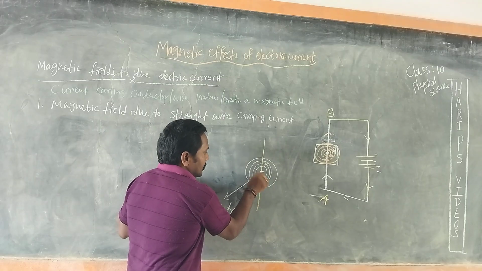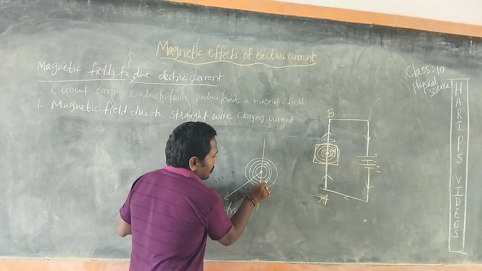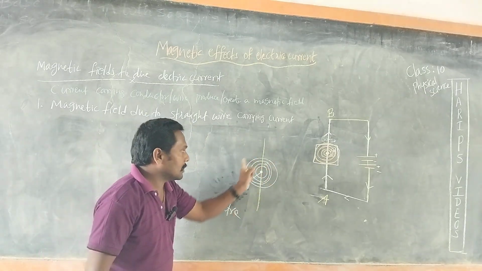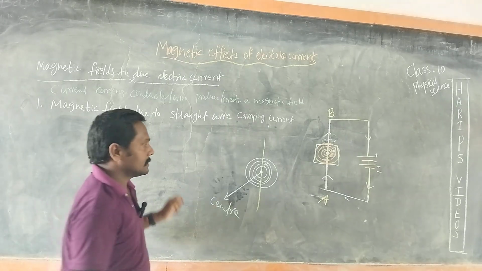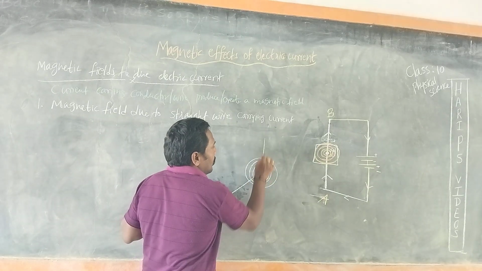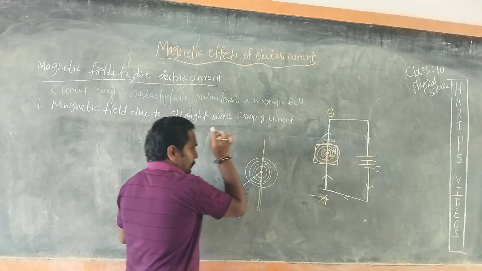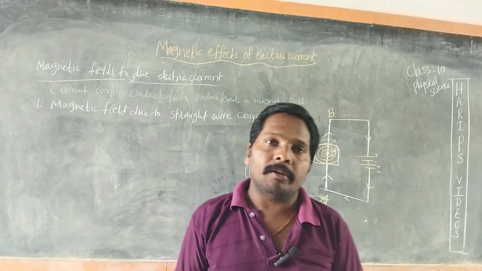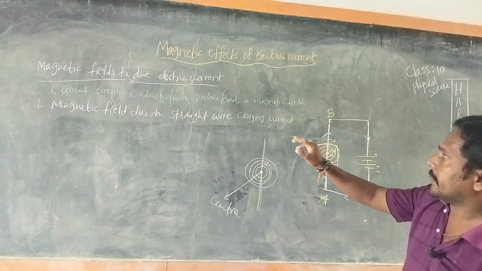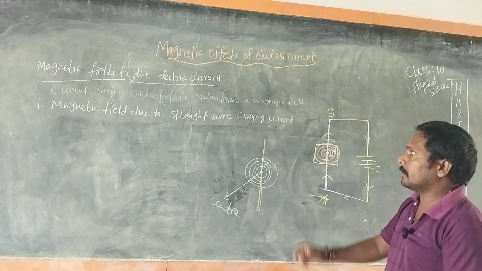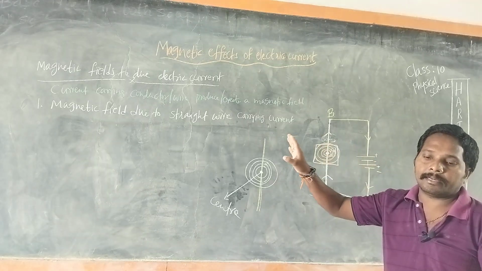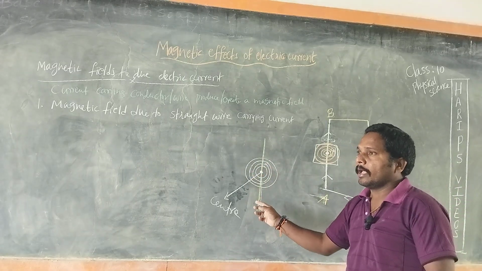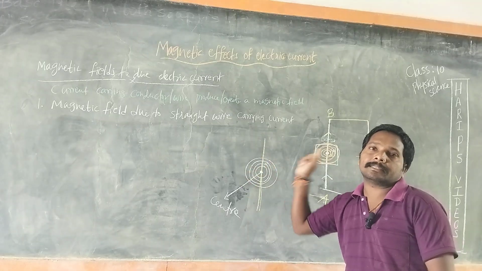For this circuit, this is the center. For this circuit, also this is the center. So all the circuits have only one center. The center is on the current carrying conductor. So when a current is passed through a straight current carrying conductor, the magnetic field is formed around the wire as concentric circles.